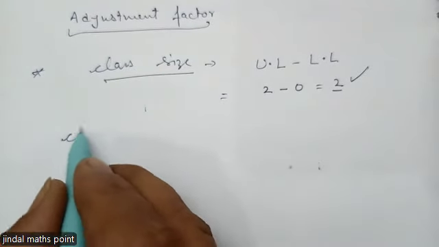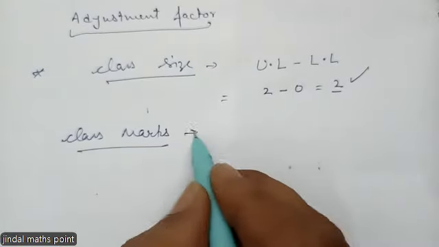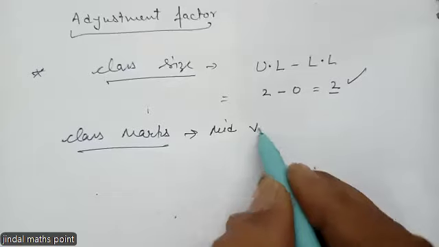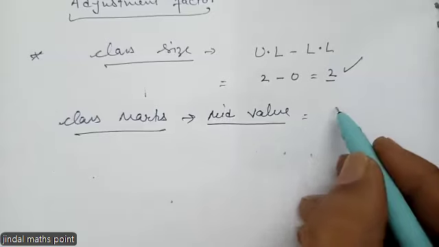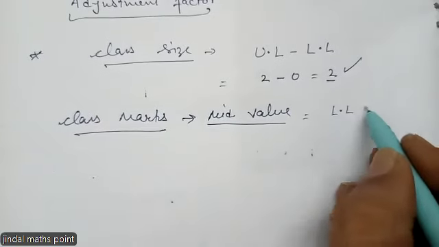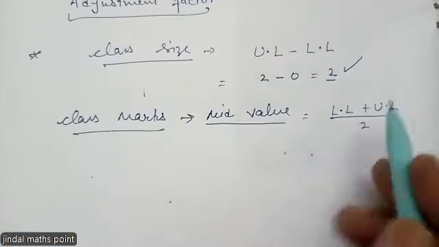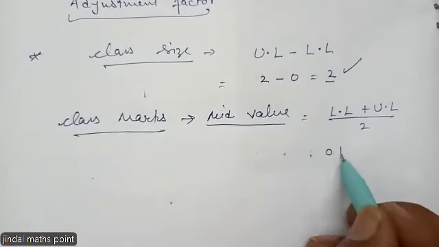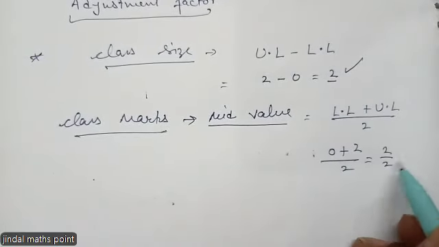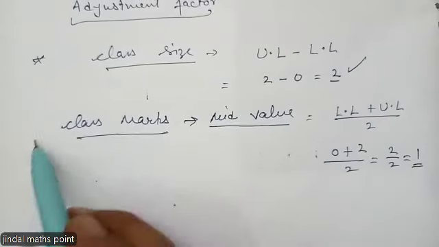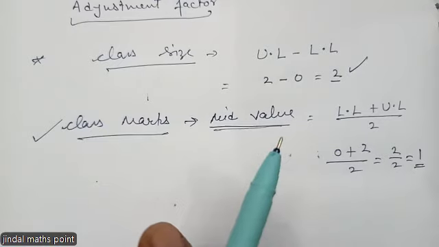Next one is class marks. It is also called mid value. The formula for class marks is lower limit plus upper limit upon 2. The lower limit is 0, the upper limit is 2, so 2 upon 2, we get 1. 1 is the class marks, or we can say the mid value.